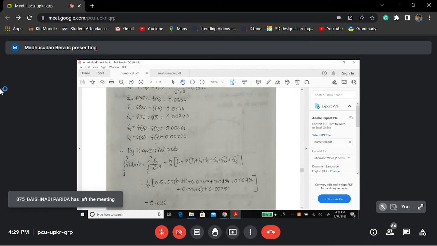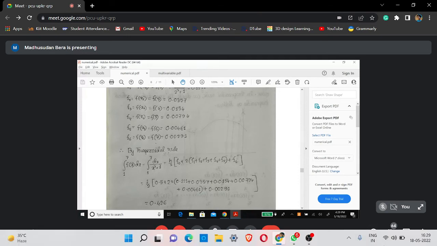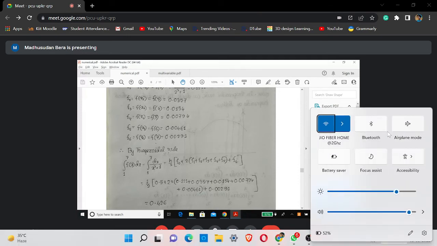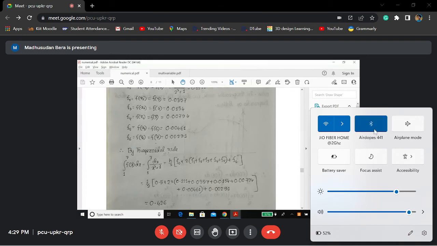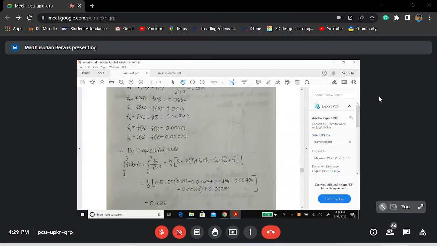Then by trapezoidal rule, the integral from 1 to 7 will be h by 2 times f0 plus 2 times functional values f1 up to f5 plus f6. Then we put in the values. That way you have to do the integration. So this is our trapezoidal rule. Is the trapezoidal rule clear for all of you? Yes, sir.